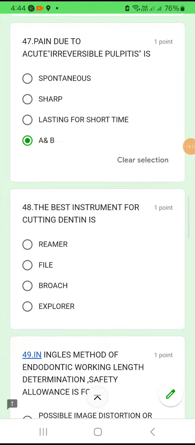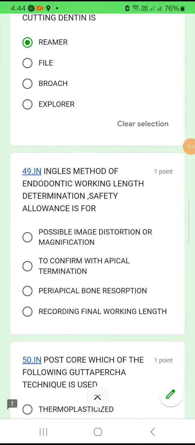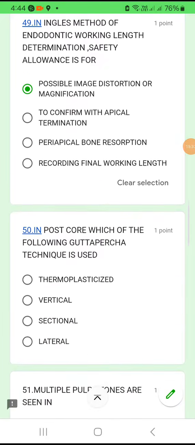Okay. Question number 48. The best instrument for cutting dentin. Always best instrument for cutting dentin is a reamer. Okay, reamer. So reamer is the answer. Question number 49. In Ingle's method of endodontic working length determination, safety allowance means what? In Ingle's method, safety allowance is put to avoid the possibility of image distortion or magnification. Okay, so option A is the answer.